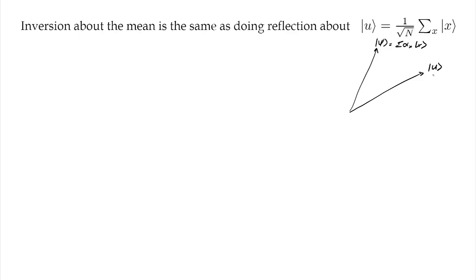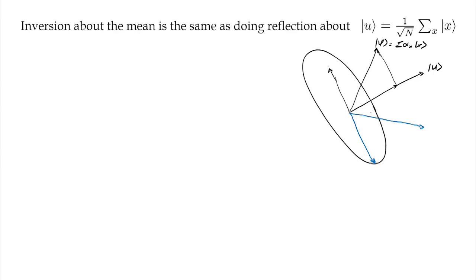Okay, so what does it mean to do an inversion about the mean? It turns out it's the same operation as this. First, you resolve psi into the part that goes along U and the part that's orthogonal to U. So there's this entire subspace which is orthogonal to U, and this is the component of psi in this orthogonal subspace. What you do is you just take the component in this orthogonal subspace and you take minus of that. So now you get this vector instead. Okay, and this is the reflection, this is the inversion about the mean.